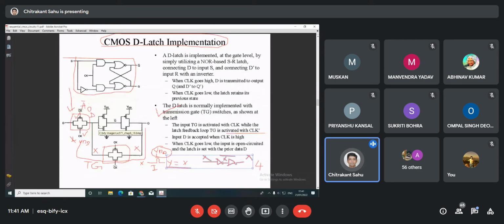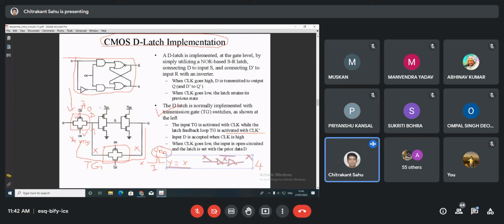Because your latch implementation depends on the input as well as the previous output. Okay, so that is why the previous output has been fed back to this particular point. So what is the functionality of the D latch implementation? It will shift the information in serial, right? So it will shift the information in serial.